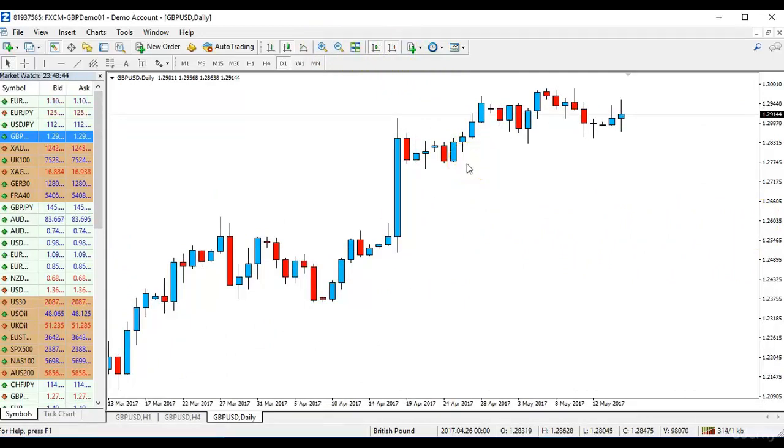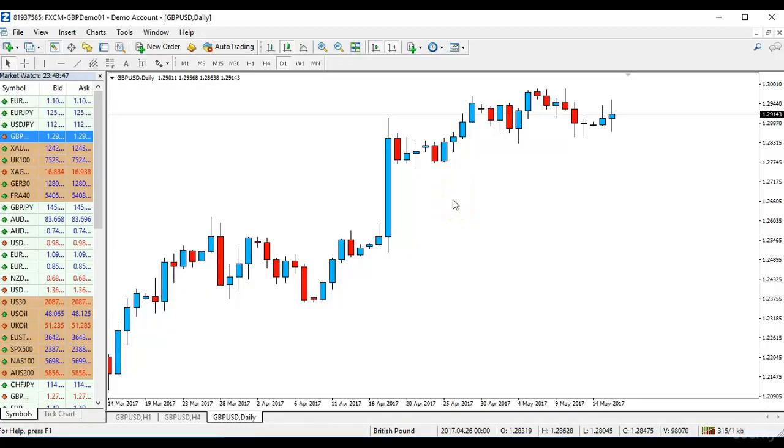Now, what a candlestick does is it actually tells you the high and the low and the open and the close of what price was doing during that period of time. So here we have daily candlesticks.